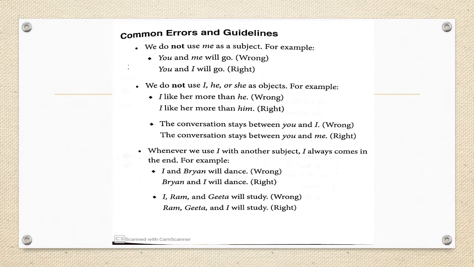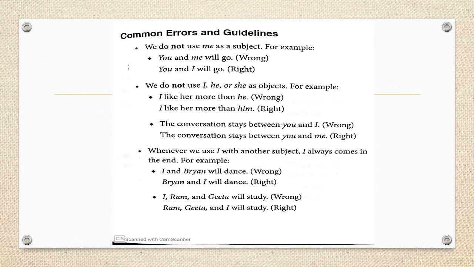We do not use I, he or she as an object. For example, I like her more than he. It is a wrong sentence because we never use I, he or she as an object. So what is the correct sentence? I like her more than him. That is the right sentence. The conversation stays between you and I. This is wrong. So what is the correct sentence? Below is the correct sentence: The conversation stays between you and me. This is the right sentence.